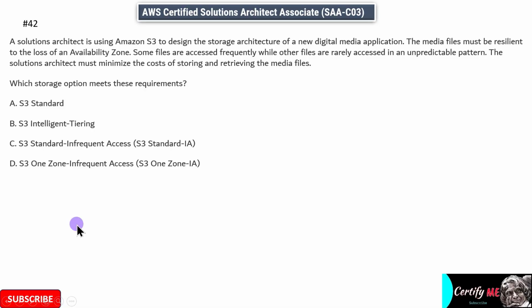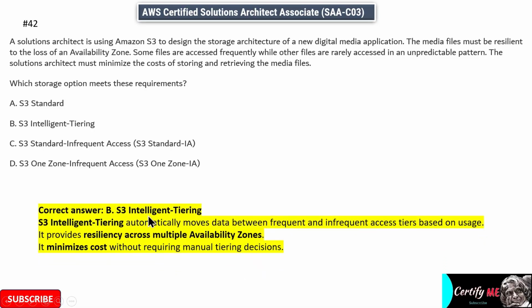The correct answer is option B, S3 Intelligent-Tiering. S3 Intelligent-Tiering automatically moves data between frequent and infrequent access tiers based on usage. It provides resiliency across multiple availability zones. It minimizes cost without requiring manual tiering decisions. Next question.